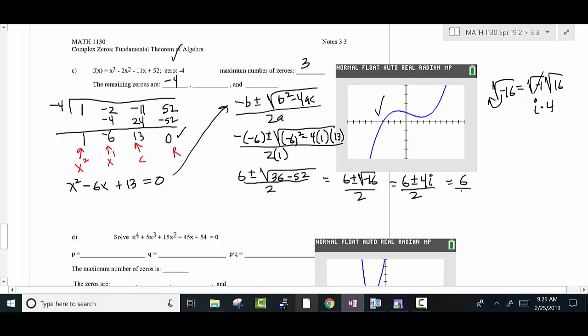Then you can split this up. You can do this part in your head. So that would give 3 plus or minus 2i. Okay, so your other two zeros, and they come in pairs because of the quadratic formula, you would have 3 plus 2i, and you would also have 3 minus 2i. Okay, so that's how you would find those two zeros, and you have to do that by hand. Your calculator won't find those two zeros for you because they're complex. All right, any questions about what I did?